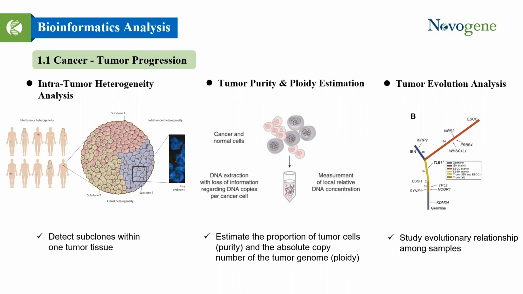We use tumor purity or probability estimation to estimate the proportion of tumor cells and the absolute copy number of the tumor genome. If you would like to study evolutionary relationships among samples or different groups of people, then tumor evolution analysis will be suitable for you.